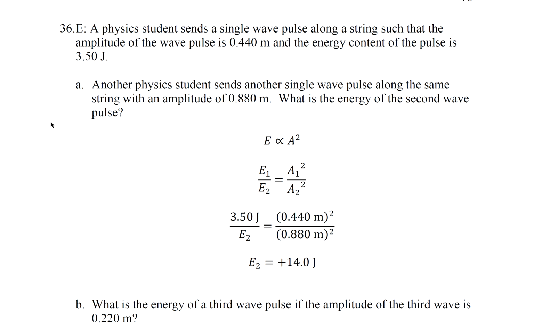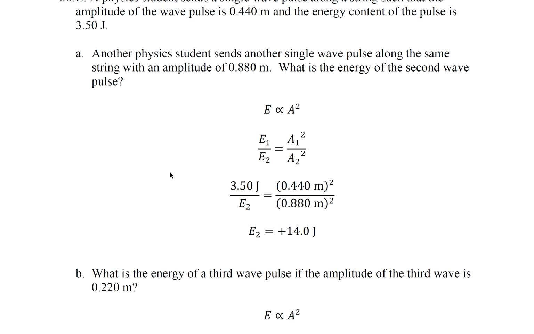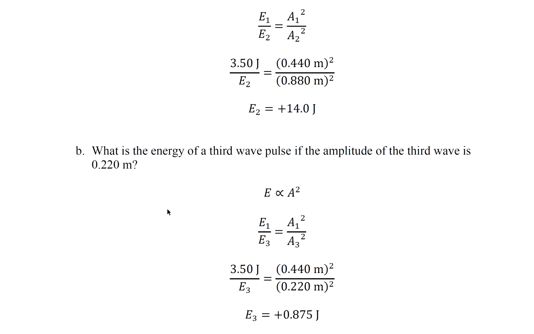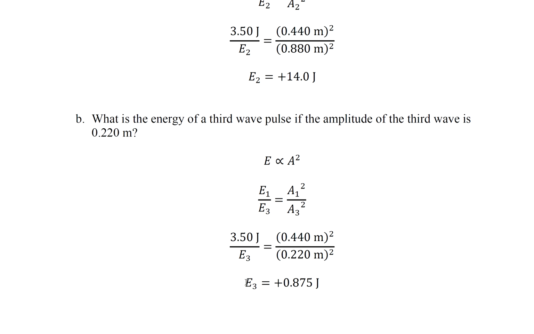So E is proportional to amplitude squared. So E1 divided by E2 equals A1 squared divided by A2 squared. So plug in everything we know and just solve for E2. So that's the answer. Part B, what is the energy of a third wave pulse if the amplitude of the third wave is 0.220 meters? So do this, you get 0.875 joules.